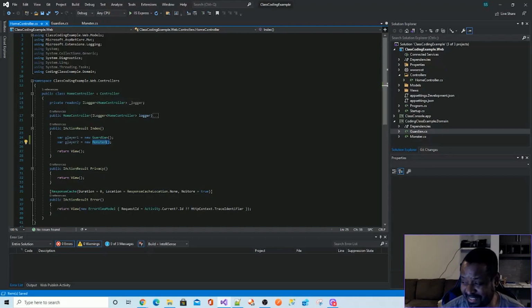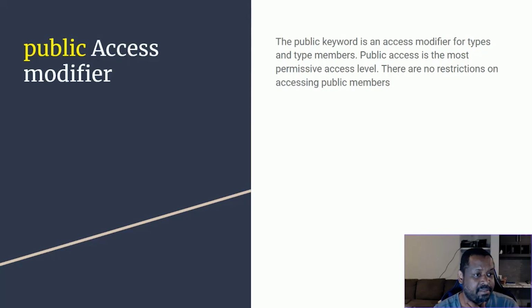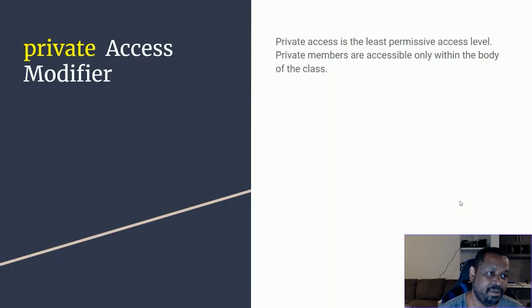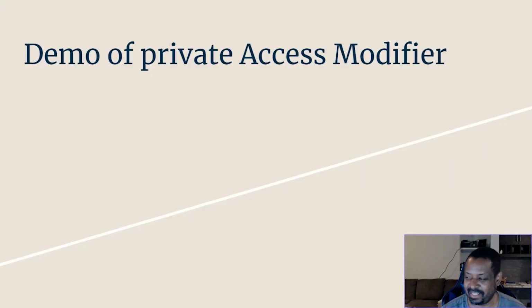I love this part. So after showing you an example of a public access modifier in that demo, now we're going to look at a private access modifier. Private access is the least permissive access level. Private members are accessible only within the body of the class. Okay? So let's get to a demo of that.